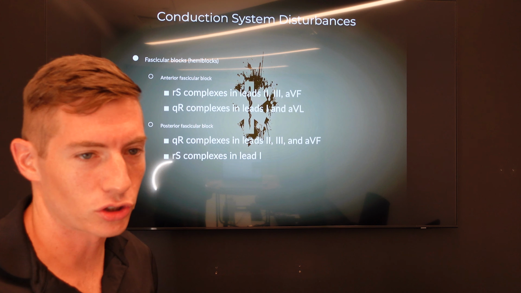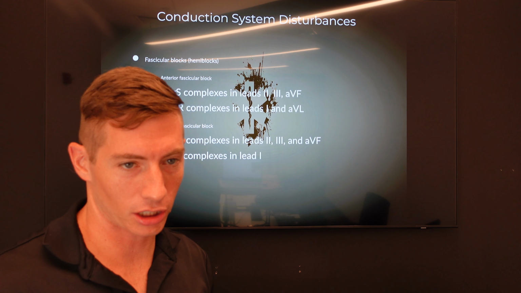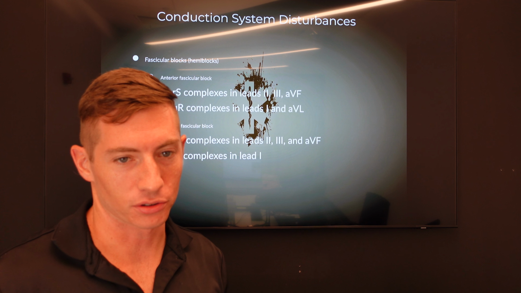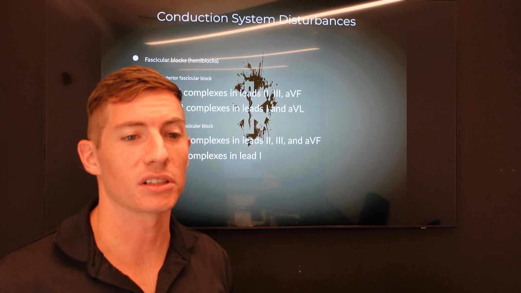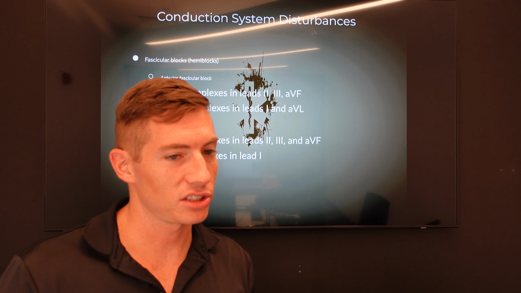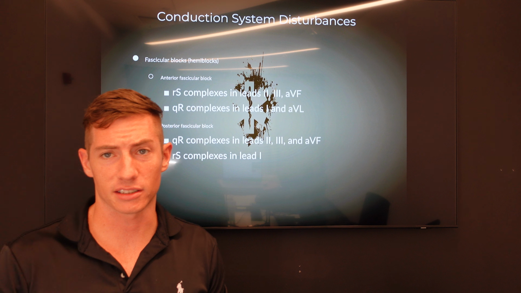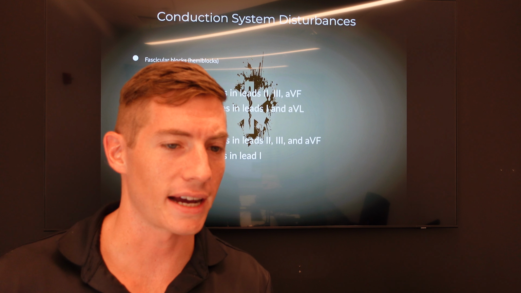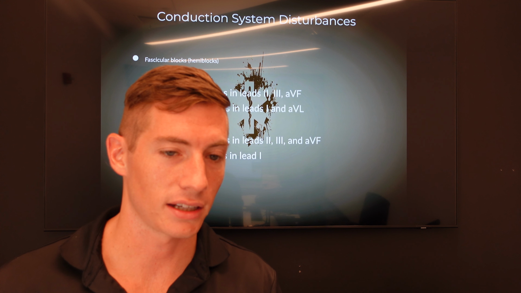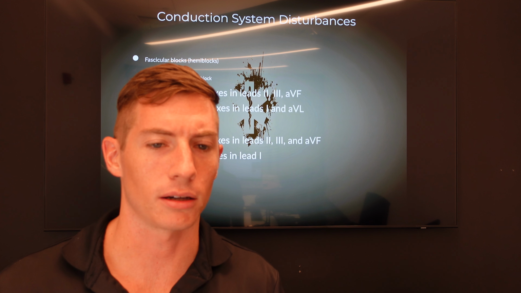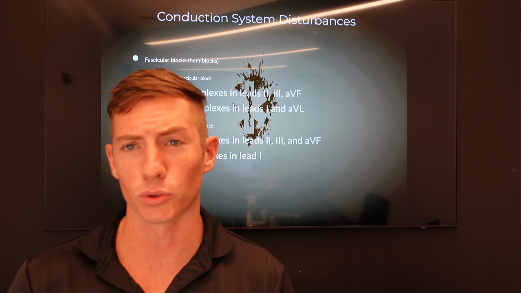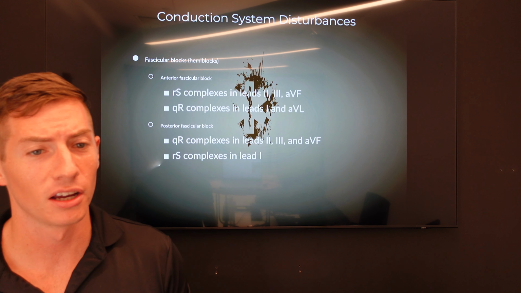Fascicular blocks, also known as hemiblocks, occur when the anterior and posterior fascicles become diseased or ischemic, or they cannot conduct electrical impulses. Anterior fascicular block. So it's on the front, it's anterior block, RS complexes in leads 2, 3, AVF, and QR complexes in leads 1 and AVL. So there's a lot going on. You really have to be on top of it for these.